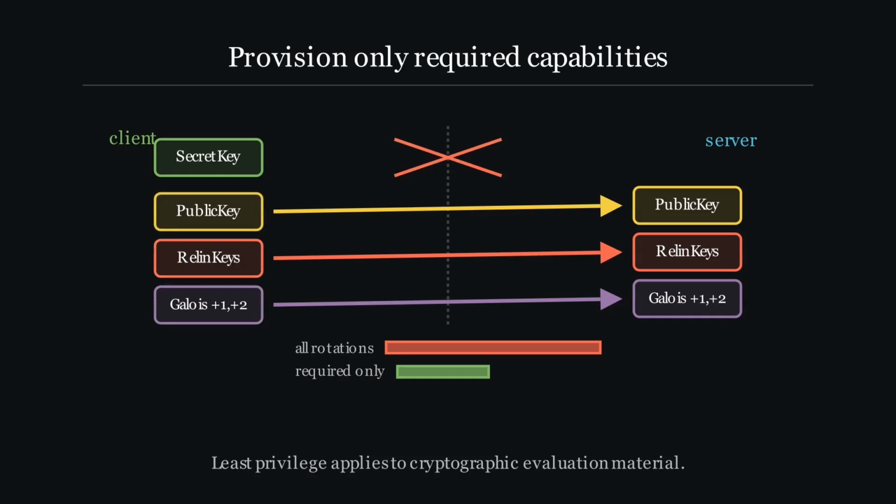The shorter green bar represents less memory and a smaller capability surface. Evaluation keys still deserve protection and auditing, even though they cannot directly decrypt ordinary ciphertexts. A secure design sends the server exactly what its planned program needs and nothing more.